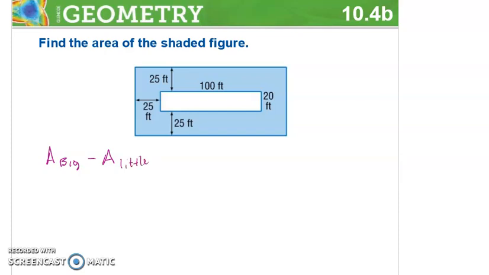So for the little one, it's pretty easy to see that the base is there and the height is there. Okay, so the area of the little one is going to be 100 times 20, which is 2,000.